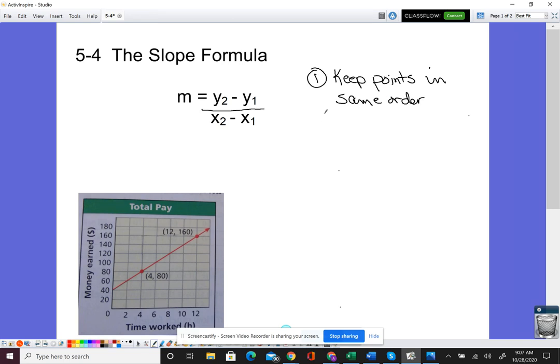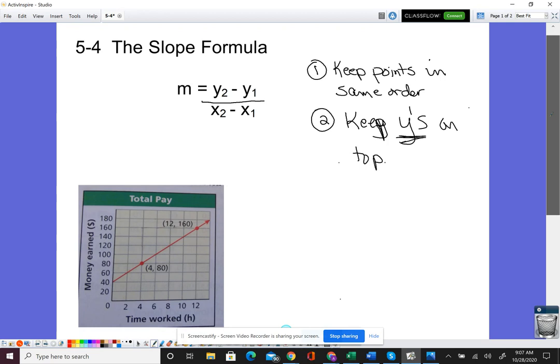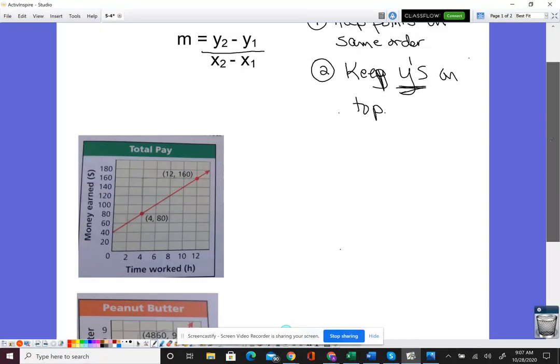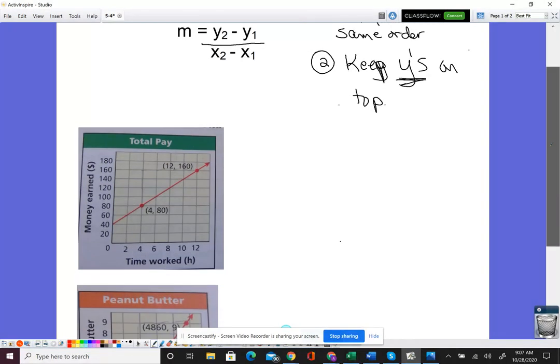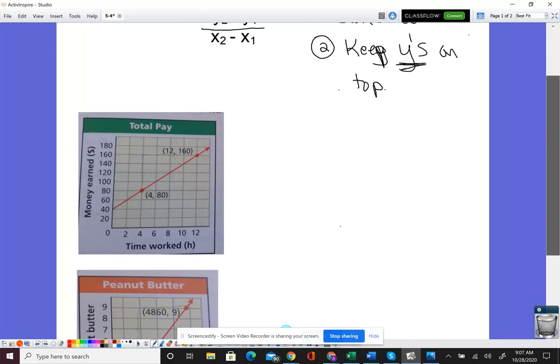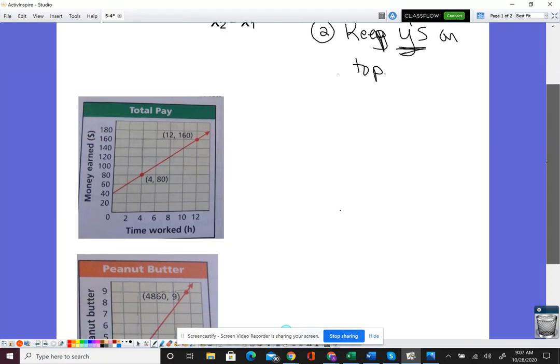That's key number 1. And key number 2 is to keep the y's on top. So what they want you to do in this lesson is to calculate the slope, either given some points or off of a graph. I figured off of a graph, they give you the points also, so we'll just do it all in one step.